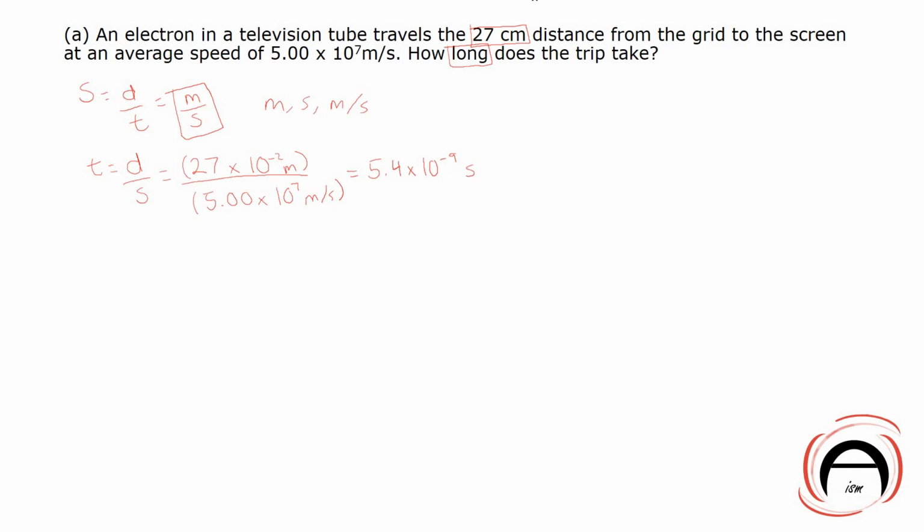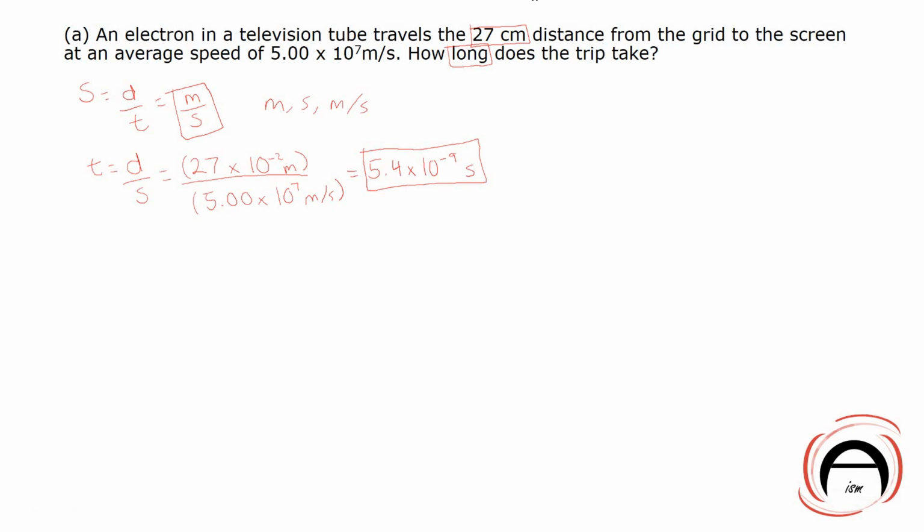seconds. So as you can see, it's a really small amount of time to cross this very short distance. Remember, it's an electron, and this particular kinematics problem is kind of realistic because the electron is able to travel at this speed, and if you remember, electrons can travel very close to the speed of light. And it's over a very small distance, so it's going to take a very short amount of time.